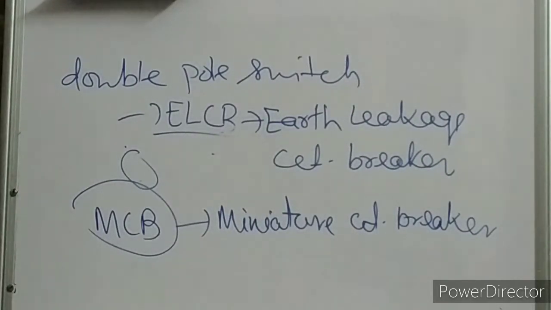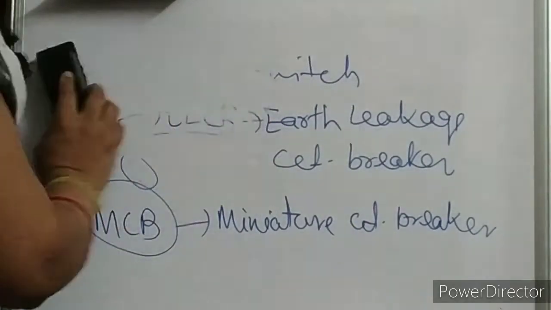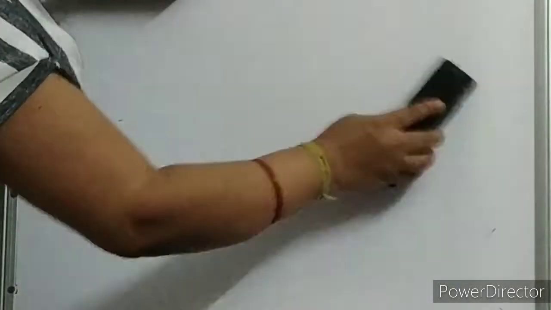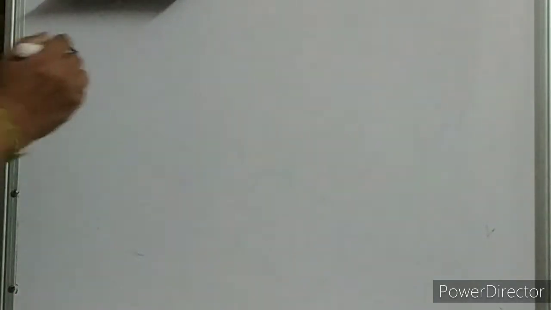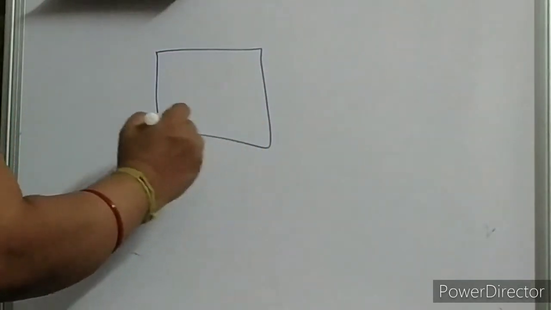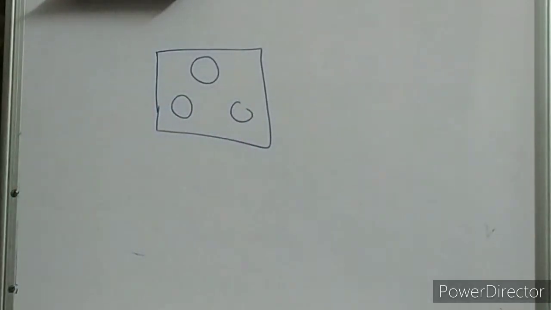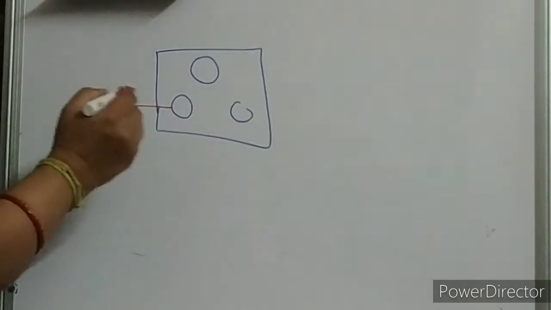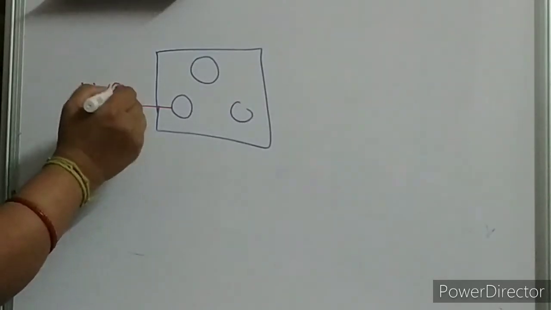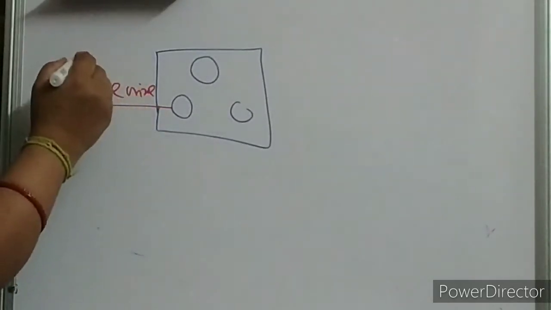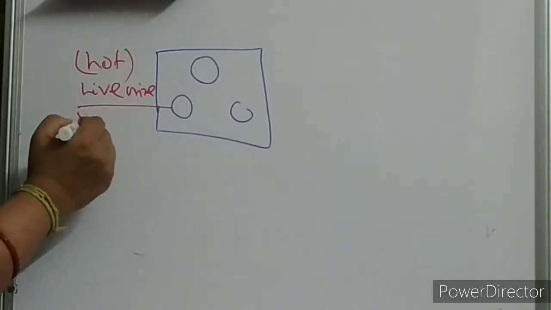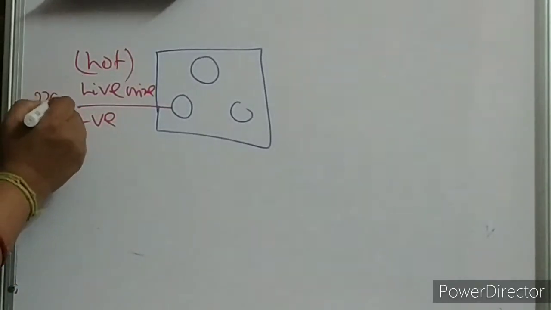Now let us discuss in detail about all the three wires: live, neutral and earth wire. In your houses you have seen the sockets where you insert your plugs. There will be a big hole, then two small holes. Through this hole your live wire is connected. This is your live wire, a very hot wire you can say. This is the positive wire, it carries 220 volt.